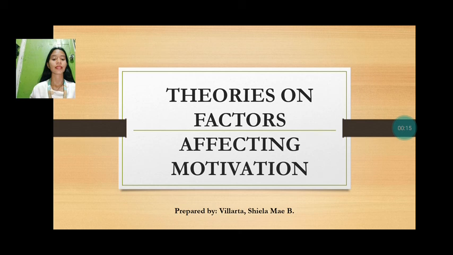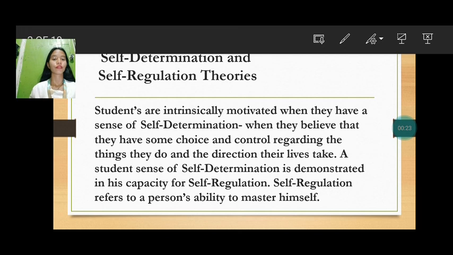Our assigned topic is theories of factors affecting motivation. First is self-determination and self-regulation theories. Students are intrinsically motivated when they have a sense of self-determination, when they believe that they have some choice and control regarding things they do and the direction their lives take. A student's sense of self-determination is demonstrated in his capacity for self-regulation. Self-regulation refers to a person's ability to master himself.